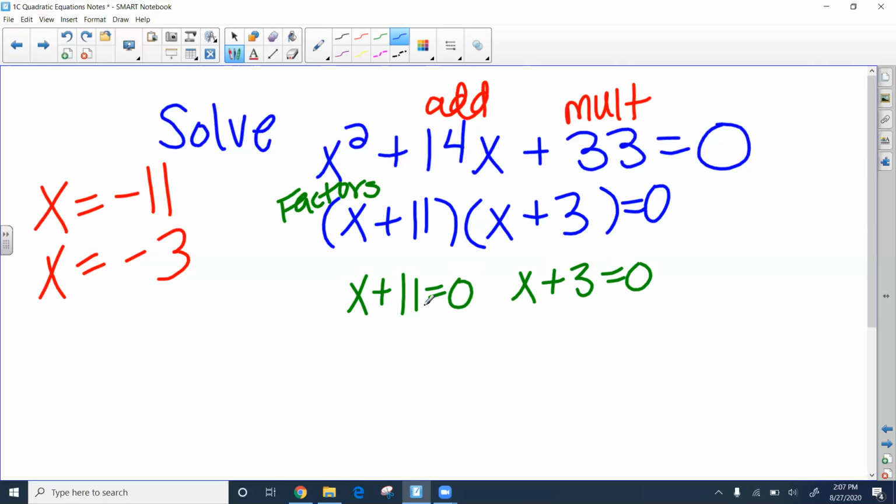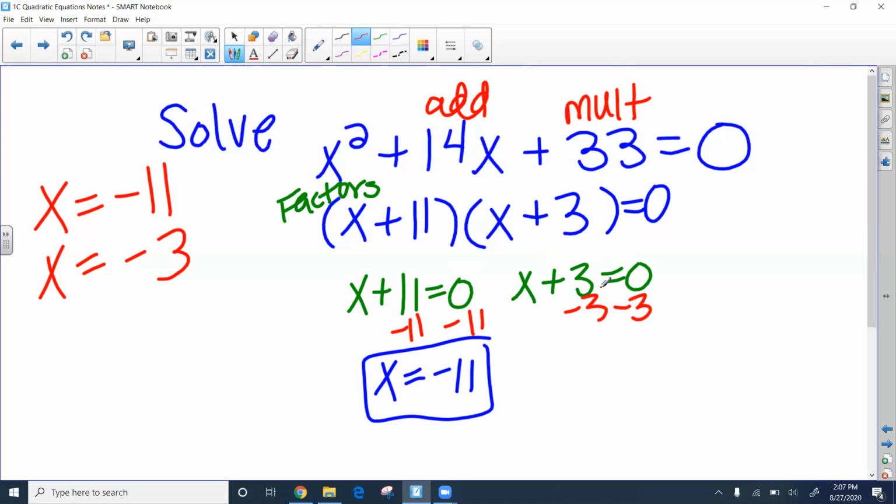On this one, x plus 11 equals 0, we would subtract 11. So we get x equals -11 as one of our answers. And then on this one, subtract 3, and we get x equals -3. So those are our answers there.